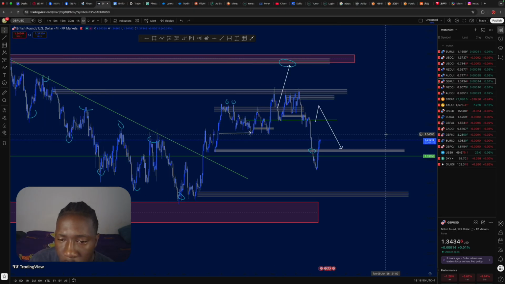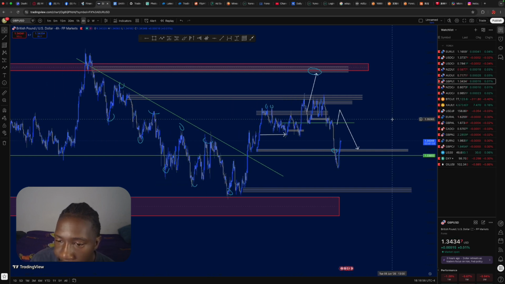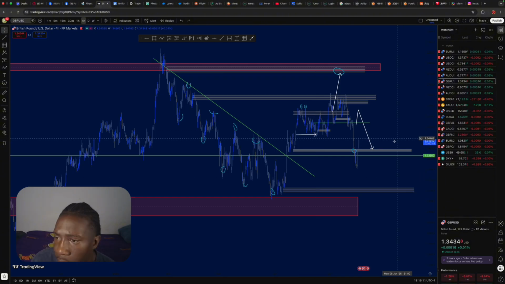So this is only the analysis that I can say, because we can consider this as a lower high and this is a lower low. So we need the market to reach maybe here for us to say yes, it has fully moved to the demand zone, not this level.